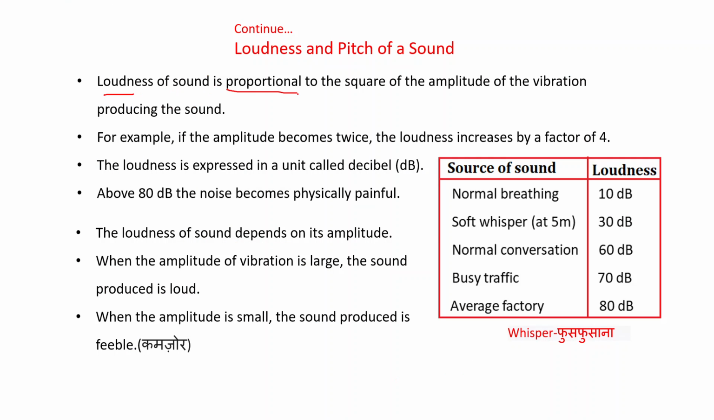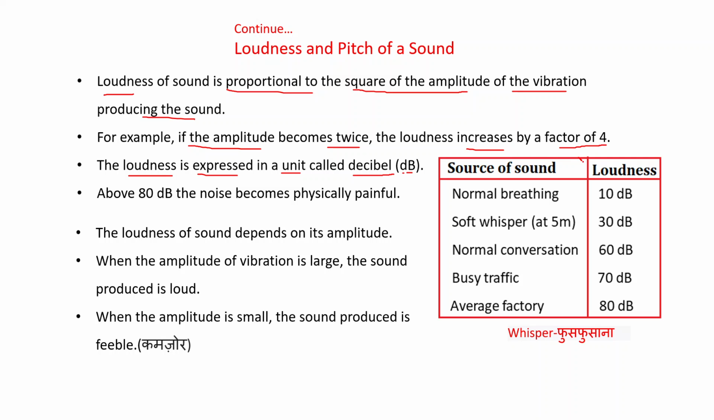Loudness of sound is proportional to the square of the amplitude of the vibration producing the sound. For example, if the amplitude becomes twice, the loudness increases by a factor of 4. The loudness is expressed in a unit called decibel, and its symbol is small d capital B, dB.